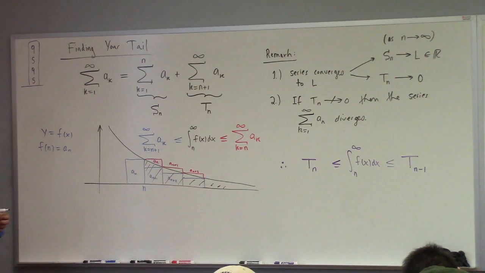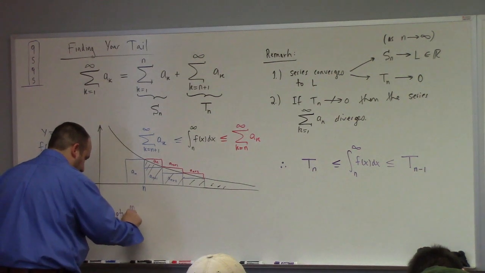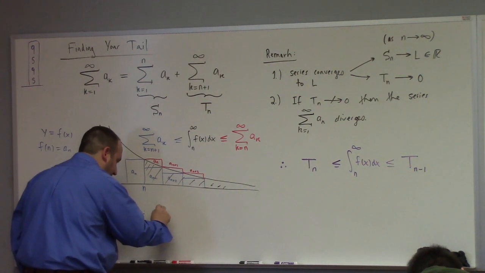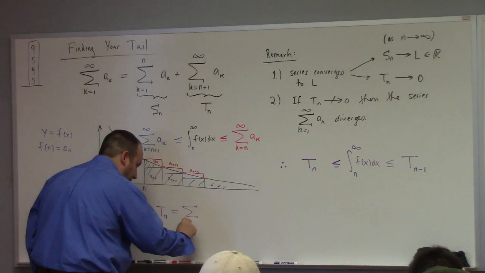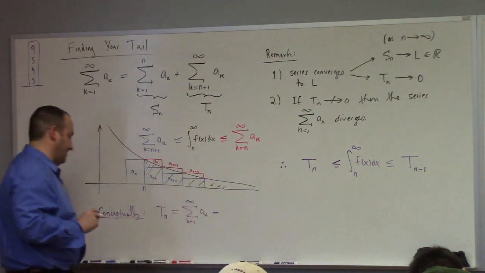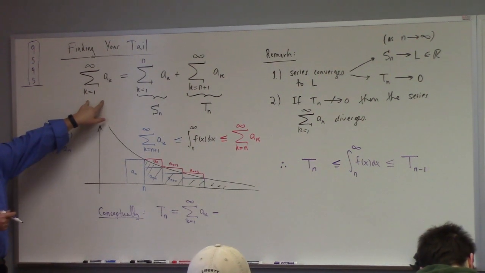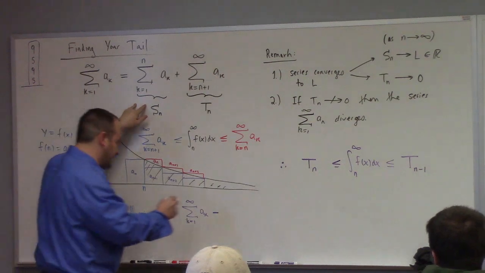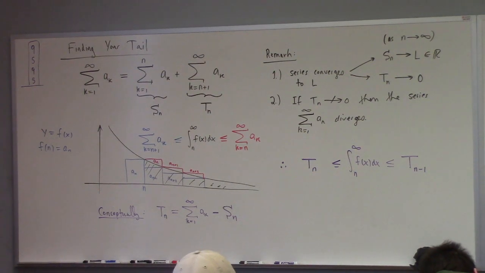Was there a question? What's the significance of the tail? I mean, you're like, well, it has to go to 0, great, but what does it mean? Conceptually, what does the tail mean? Notice that Tn is equal to the full-blown series, k equals 1 to infinity of a sub k, minus what? Solve for Tn. What do you got? You got the series from 1 to infinity minus the nth partial sum. So what is the tail? What's its meaning?